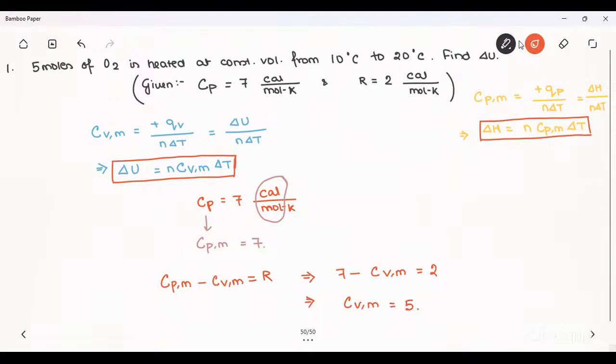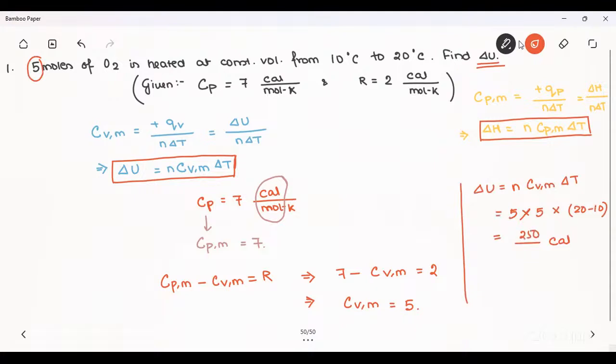Now, we will be using this formula. They asked us to calculate delta U. Delta U is N CVM delta T. What is N? 5. What is CVM? 5. What is delta T? 20 minus 10, 10. So whatever you will get, that will be in calorie, is 250.